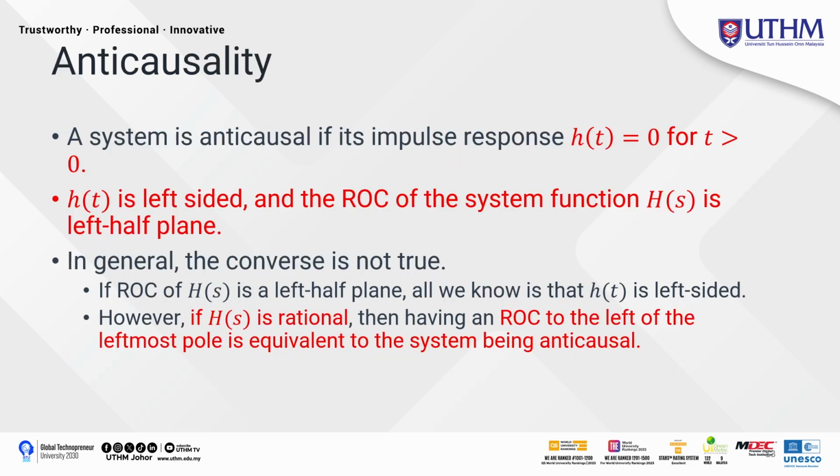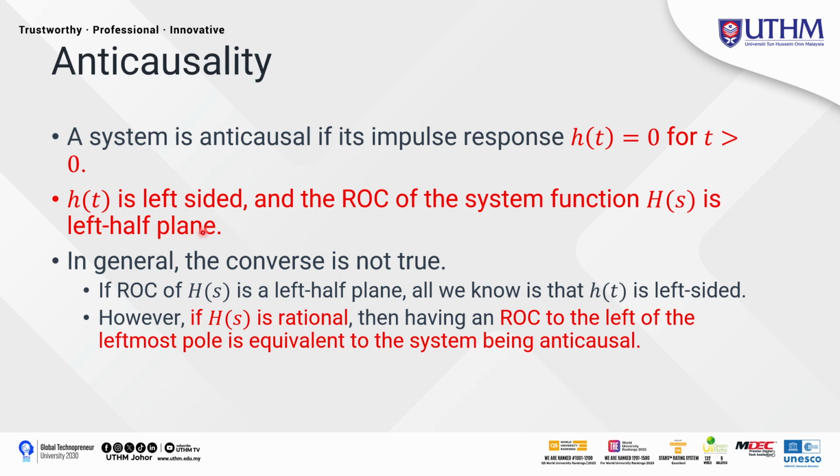What is anti-causality? An anti-causal system responds before the input is applied. For the anti-causal system, the impulse response satisfies h(t) equals 0 for t more than 0. This means that the impulse response is left-sided, or the system only has a response before t equals 0. In the s domain, this means that the ROC of H(s) lies in the left half plane.